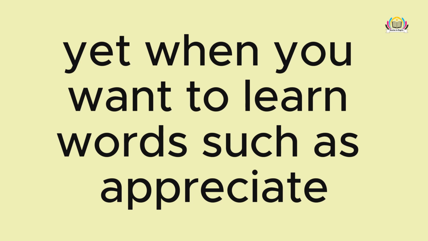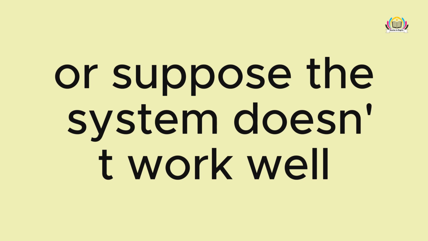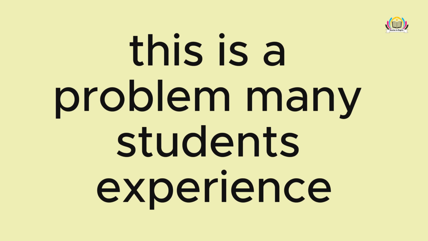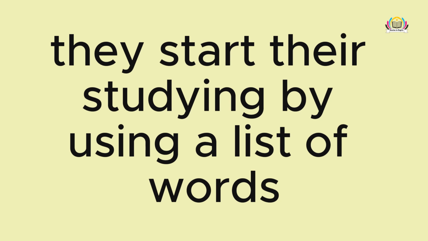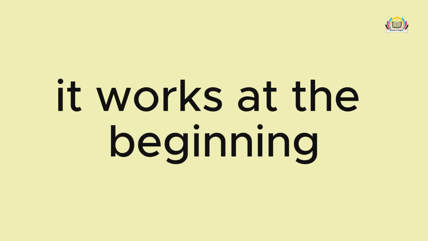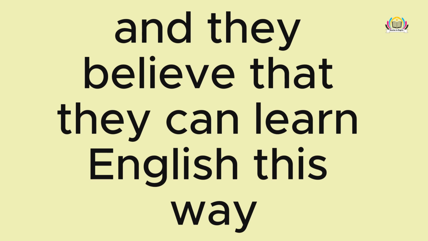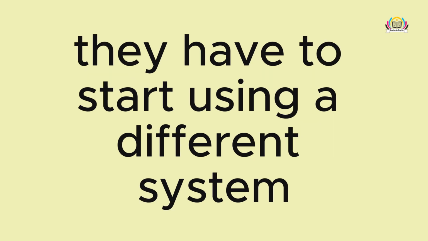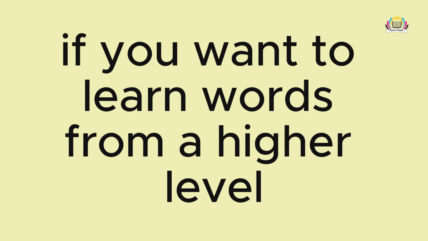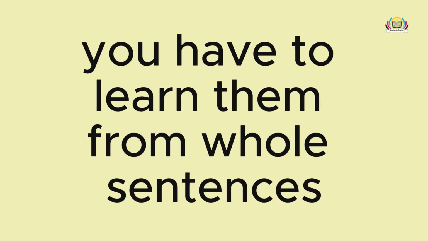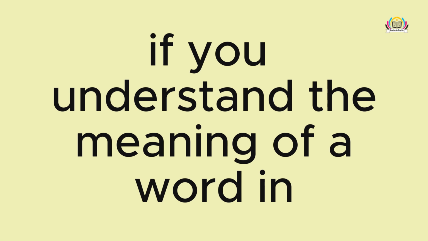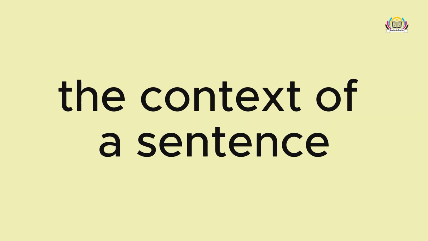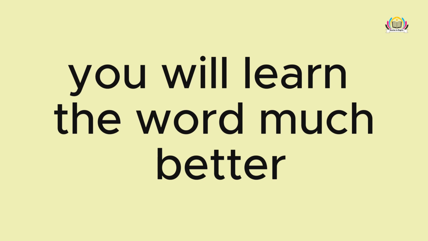Yet, when you want to learn words such as appreciate or suppose, the system doesn't work well. This is a problem many students experience. They start their studying by using a list of words. It works at the beginning and they believe that they can learn English this way. They don't know that when they achieve the level of 1,000 words, they have to start using a different system. If you want to learn words from a higher level, you have to learn them from whole sentences. If you understand the meaning of a word in the context of a sentence, you will learn the word much better.